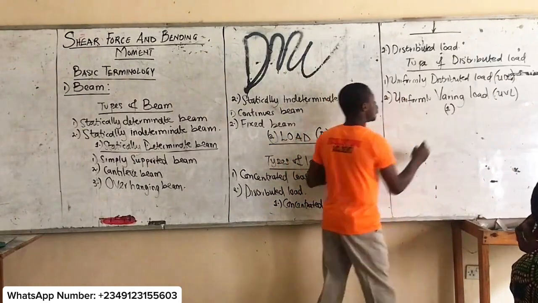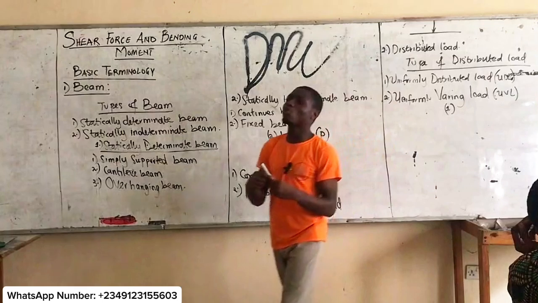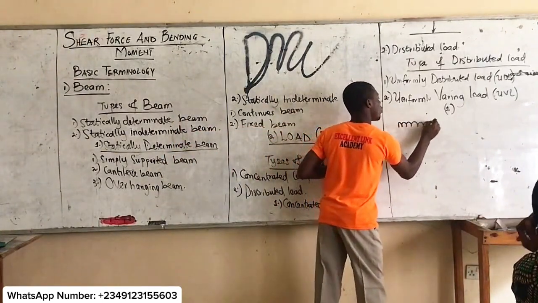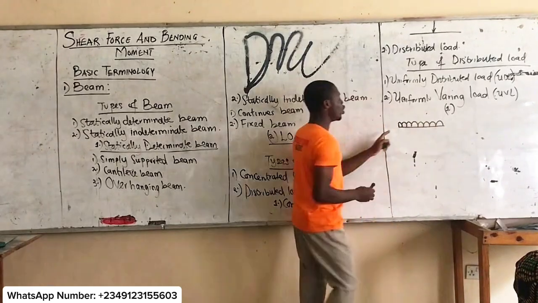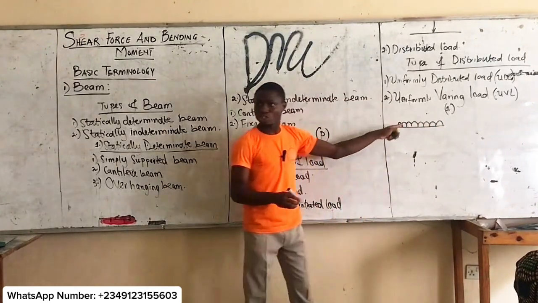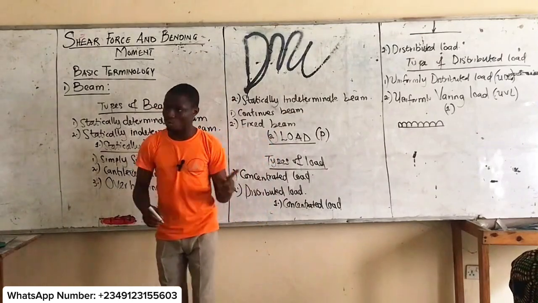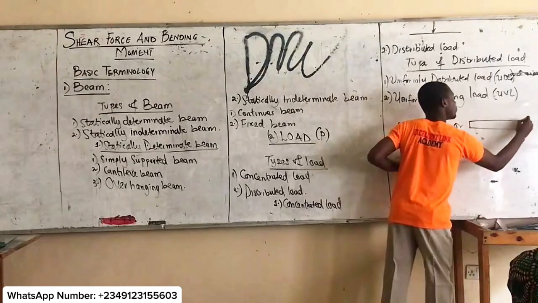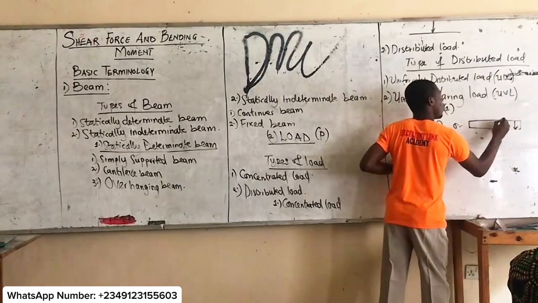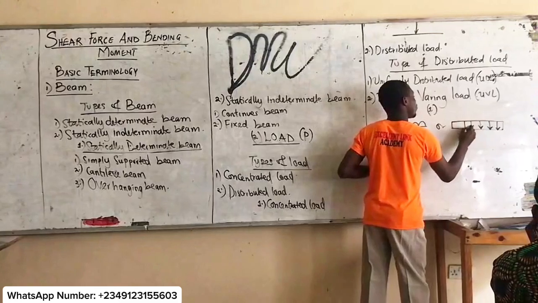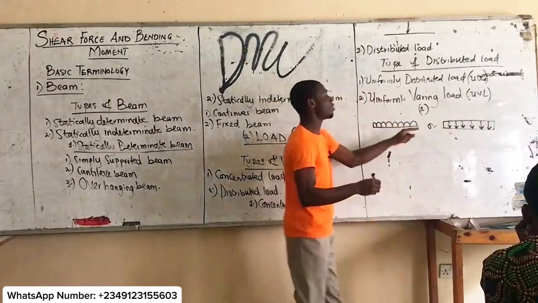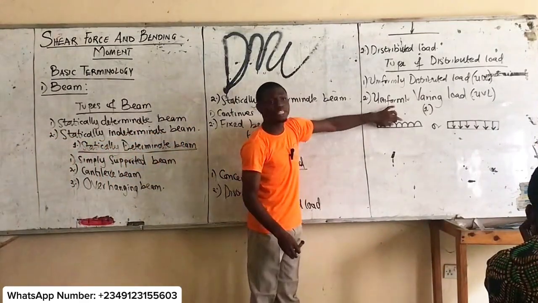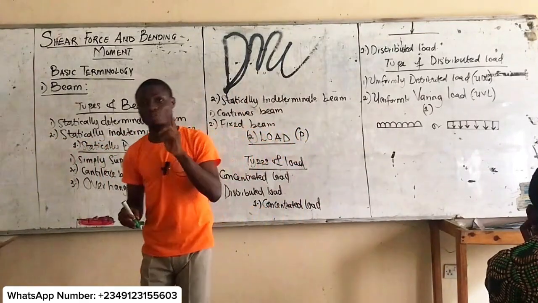Observe for the first one here called UDL. How does UDL load look like? If I have something of this nature, observe, I have a beam this way and I have a load this way. This load is called a uniformly distributed load. It can be in this form or in this form. Either in this form or in this form. This is a uniformly distributed load. So if I see this one on a structure, you are seeing a beam having this kind of load. This one is a uniformly distributed load. Please note that, very important.